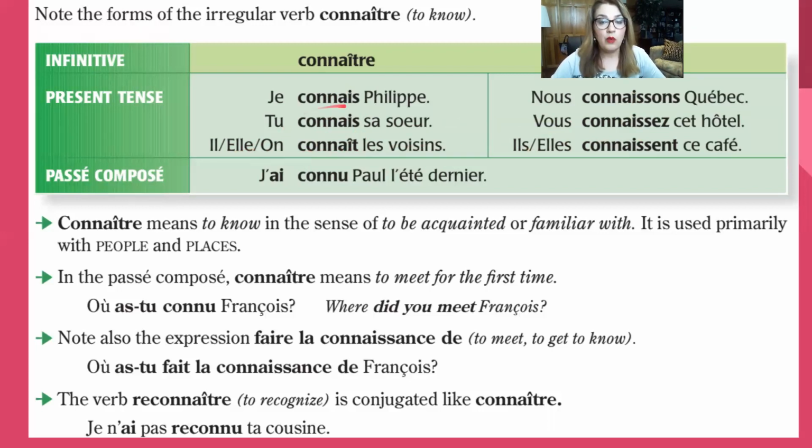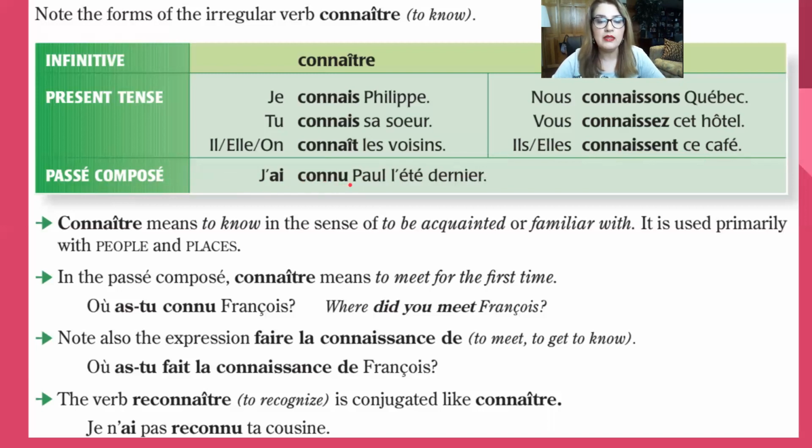So, one more time, I'm gonna give you sentences and translate them, the examples, let's go over them. Je connais Philippe, I know Philip. Tu connais sa sœur, you know his sister. Il, elle, on connaît les voisins, he knows the neighbors. We, informal, know the neighbors. Nous connaissons Québec. We know Québec. Vous connaissez cet hôtel. You know this hotel. Ils, elles connaissent ce café. They know this café.